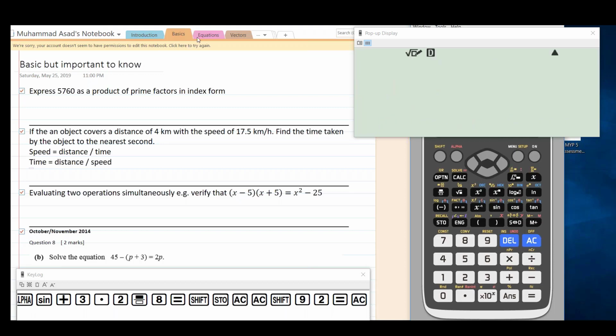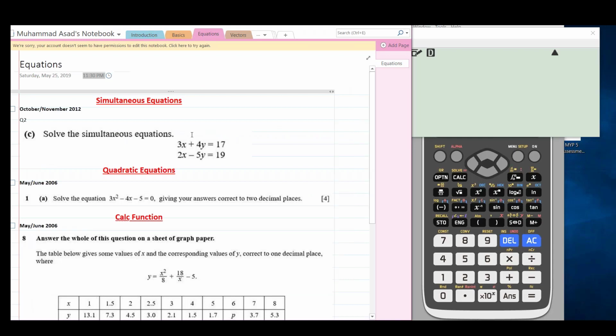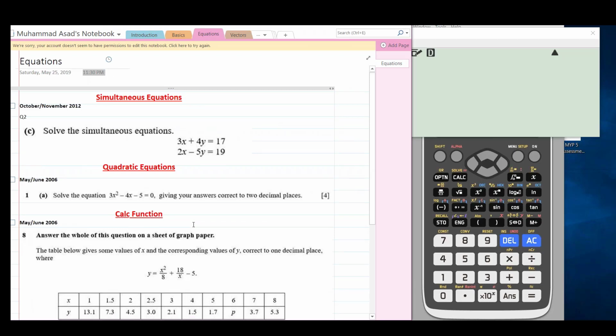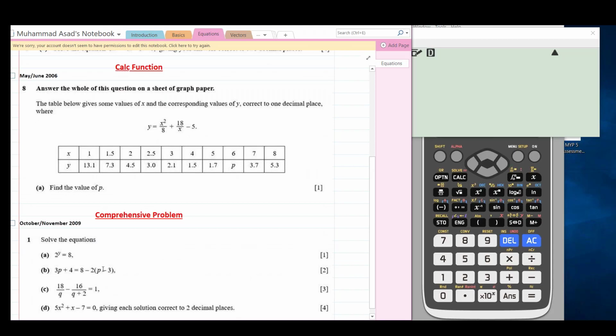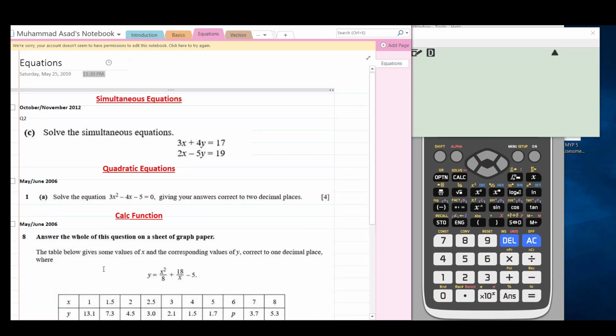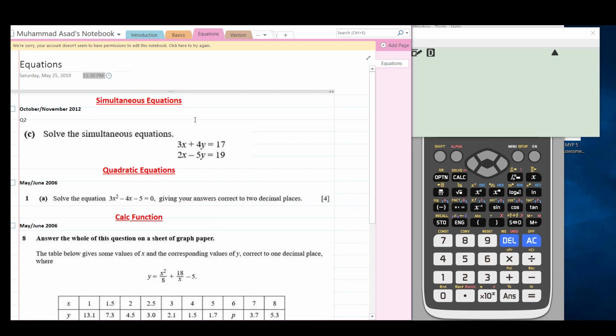Okay, so let's move to the next portion that is very important for students, that is simultaneous equations and quadratic equations and the calculate functions. Whenever you get this question in which you have to make the graph and you need the coordinates and all that thing. So let's start this. So first of all, we have simultaneous equations.